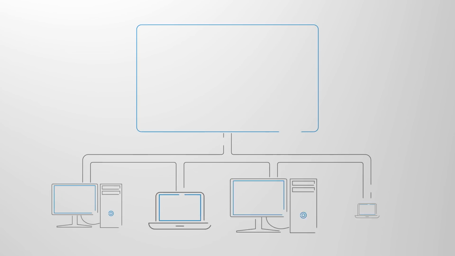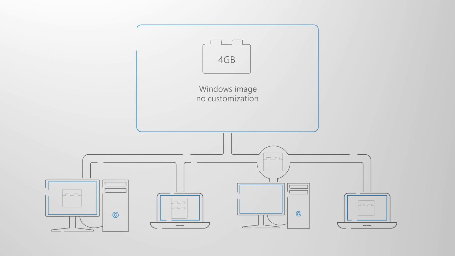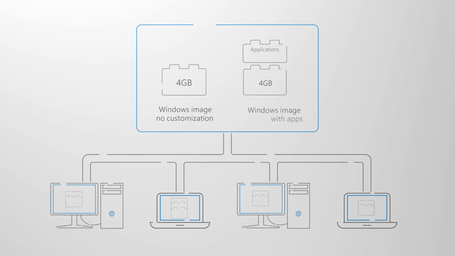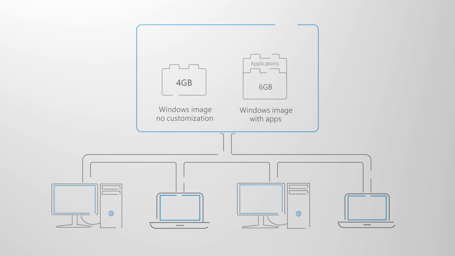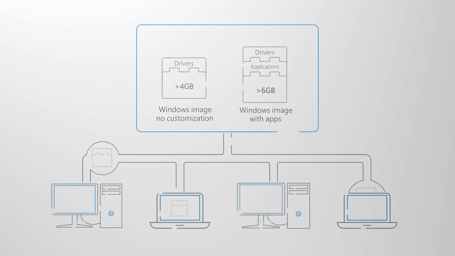As you see in our chart here, it helps to plan based on image size. For Windows images with no customization, you should plan for around 4 GB per PC. Customized images with apps are often around 6 GB or larger. Now, the driver packages that layer on top of those are often a few hundred megabytes per PC and sometimes up to 2 GB.